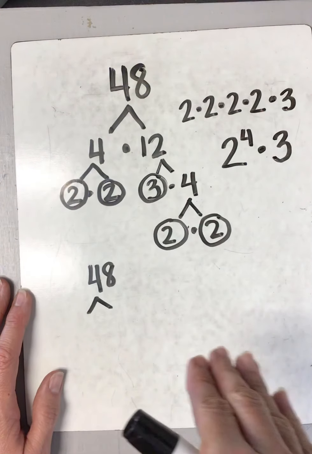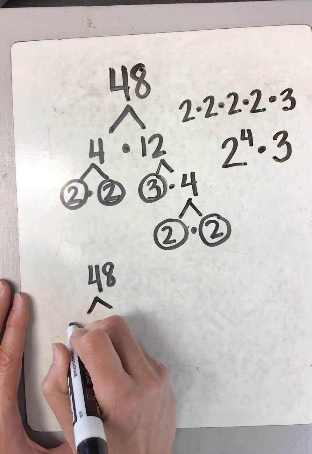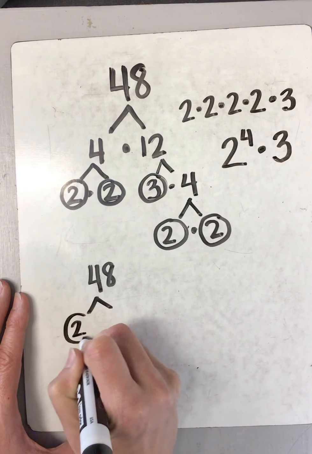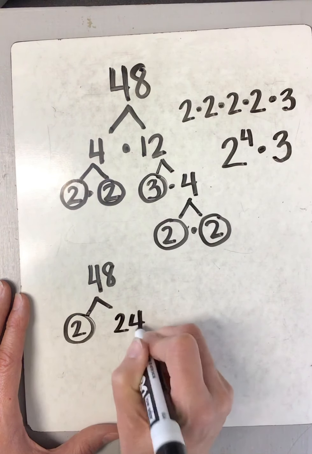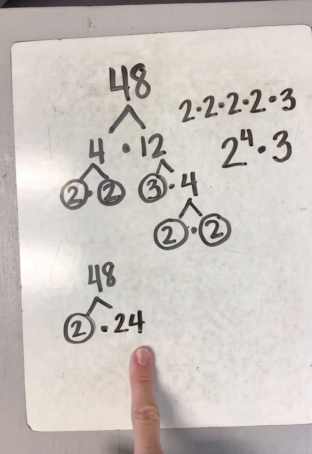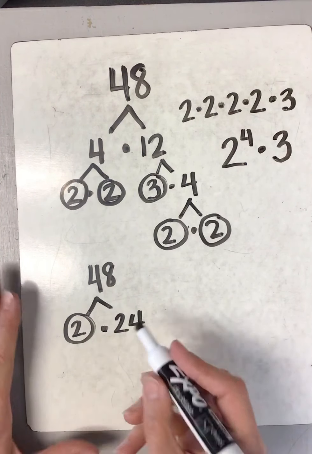Actually, I'm sorry, I lost my train of thought. But anyway, we're going to do 24 times 2. So 2 is prime, so I'm going to go ahead and circle that branch. But my 24 is not prime. So 2 times 24 equals 48. We need to continue with this branch right here.